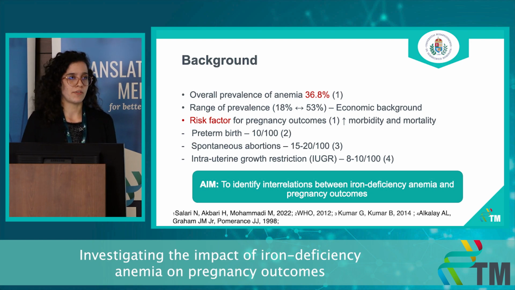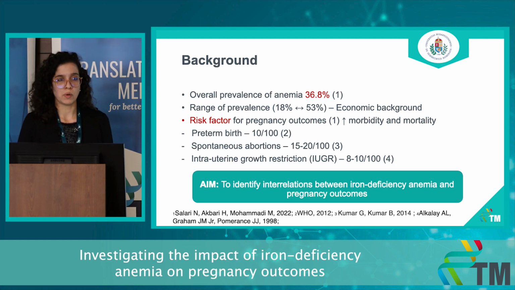And anemia is a known risk factor for pregnancy outcomes, for example, for low birth weight. And these pregnancy outcomes raise the morbidity and the mortality of both the mother and the offspring. Some examples of pregnancy outcomes are preterm birth, which occurs in 10% of the women, spontaneous abortions from 15 to 20%, and intrauterine growth restriction, IUGR, from 8 to 10% of the women.